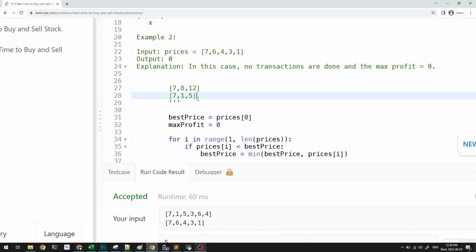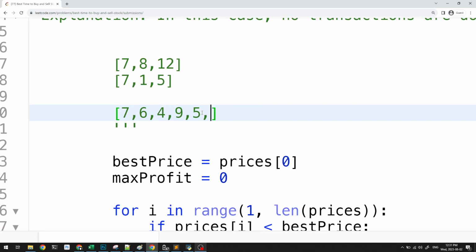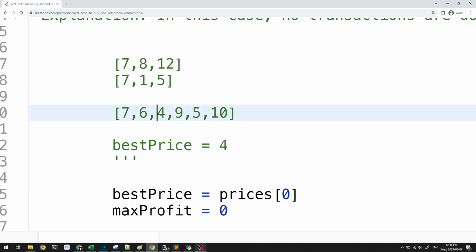Well, consider a case where we have something like 7, 6, and then maybe a 4 here, and then a 9 here, and then maybe a 5 over here, and let's say maybe a 10 over here, right? In this case, what is the minimum price? Over here, I'm just going to put best price. So best price will initially start off at 7, then we will go to 6, then we'll go to 4. Now from 4 to 9, that's actually not the best price, so we will not do anything there, right?